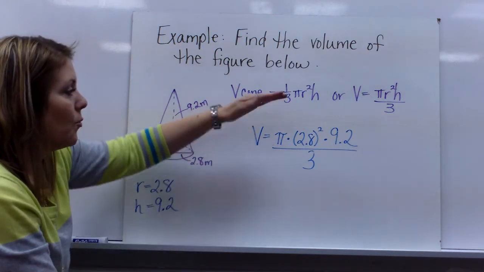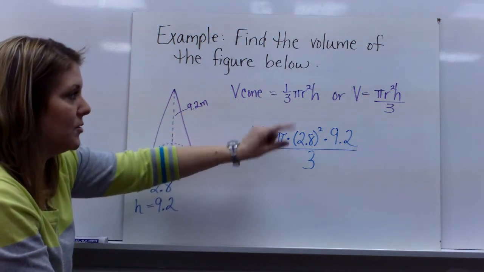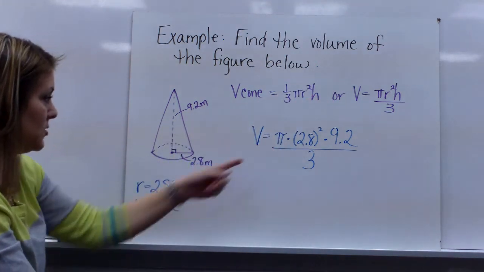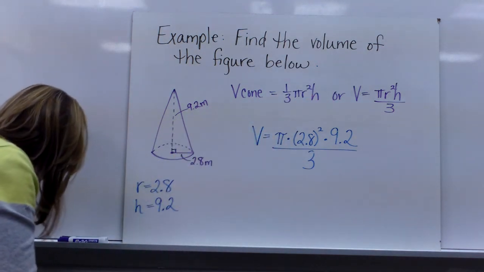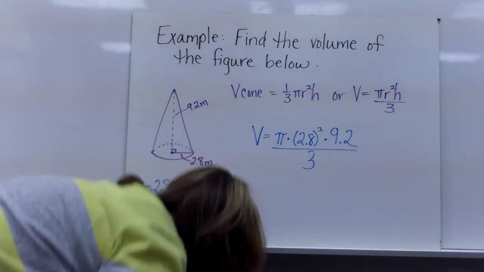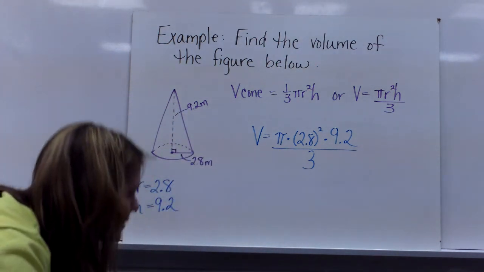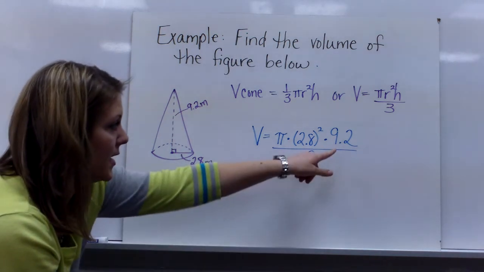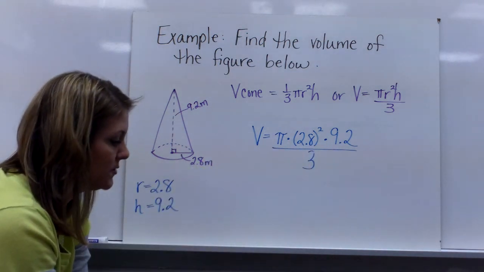So what I'm going to show you is how to do the pi r squared h and then divide it by 3. So I've already got my numbers plugged in. I'm going to do pi times 2.8 squared, and then we're going to multiply that by the height, which is 9.2, and then we'll divide it by 3.